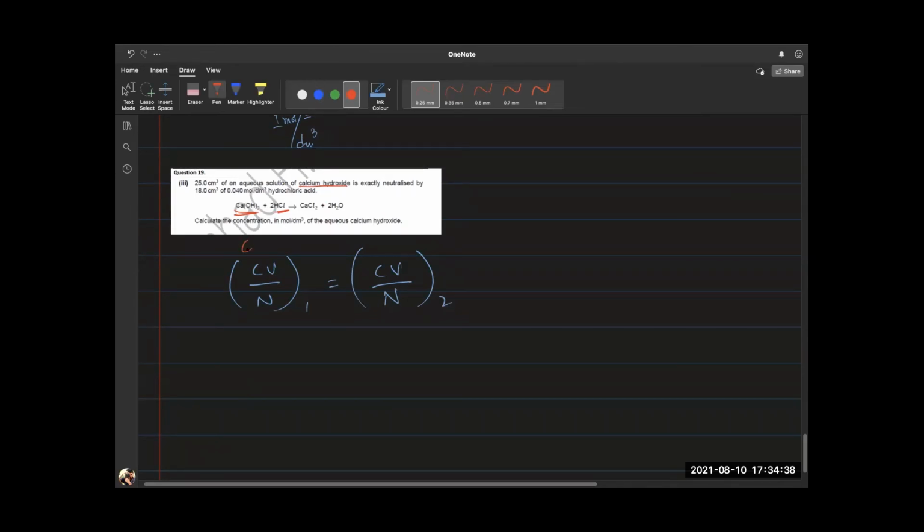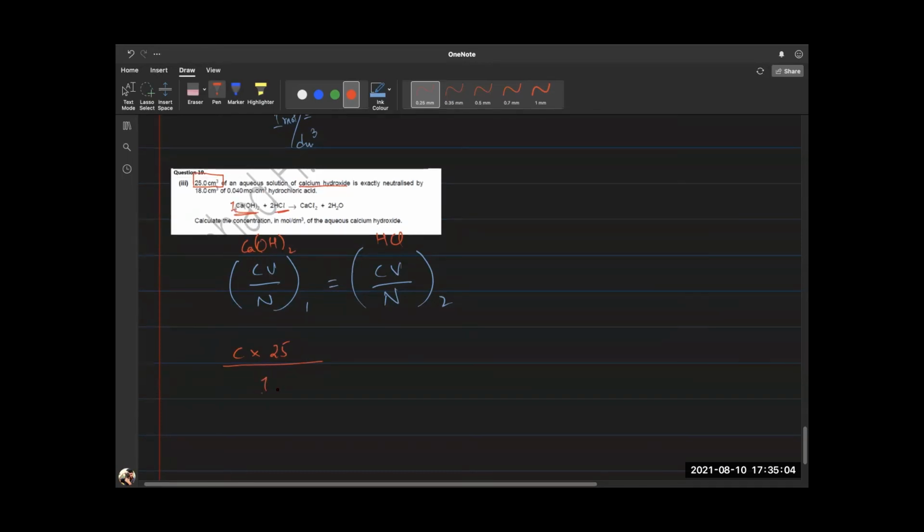So hum ek ko calcium hydroxide bol dete hain, ek ko hum HCl bol dete hain. Okay, so let's plug in the values. What information do we have? We know that calcium hydroxide has 25 cm cube volume. So calcium hydroxide की volume होगी 25. Concentration नहीं पता. Number of moles हमें नहीं पता, लेकिन हम number of moles की ratio ले सकते हैं.